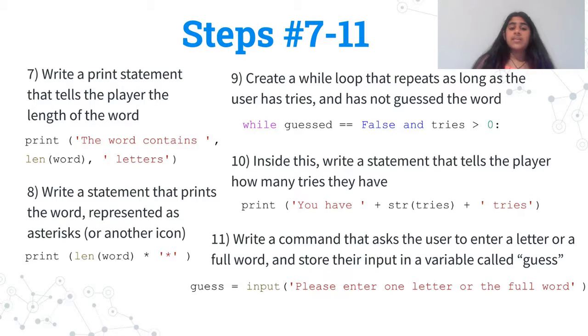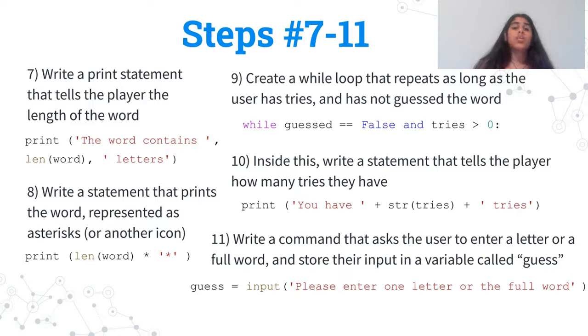After that, we're going to write a statement that prints the word represented as asterisks or another icon. So we don't want the user to actually see the word. We want them to just see how many letters the word has. So it would be print len of word, which is the number of letters, times the asterisk. And I told you in the beginning that the asterisk itself would multiply the number. So if len of word was 3 letters, it would just put the asterisk 3 times. So if it was cat, that would count as 3 letters, and it would put the asterisk 3 times.